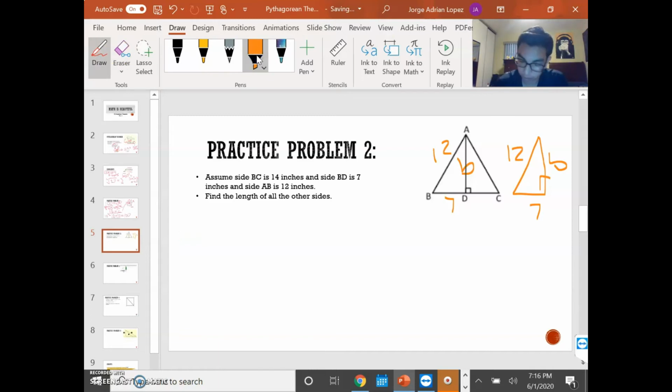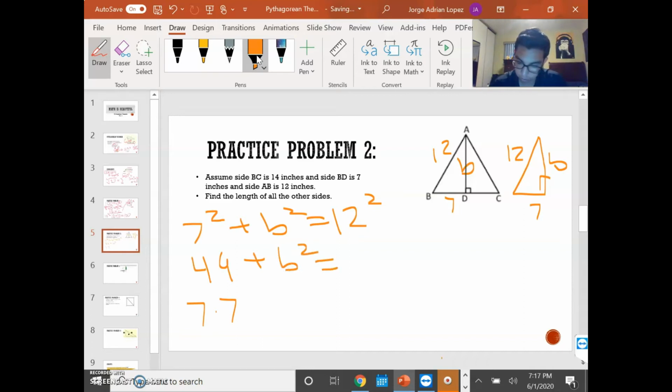So let me rewrite the equation. 7 squared plus b squared equals 12 squared. So we're looking for b. So what's 7 squared? 7 times 7, right? 49. Plus b squared is equal to 12 times 12, which is 144.